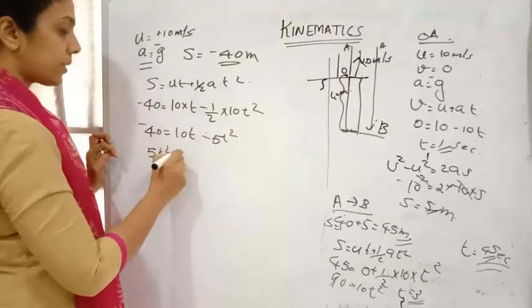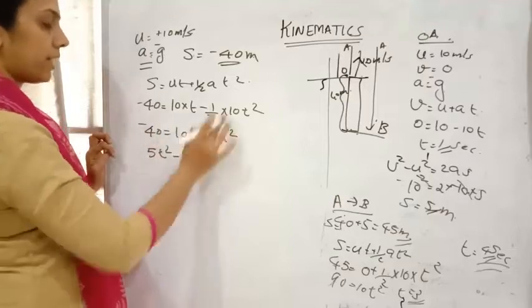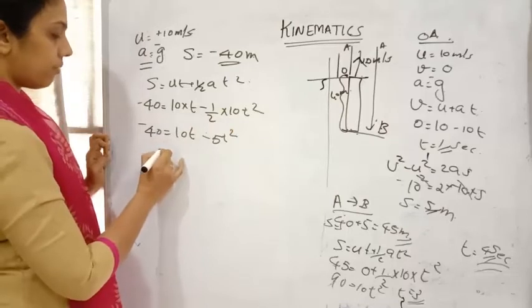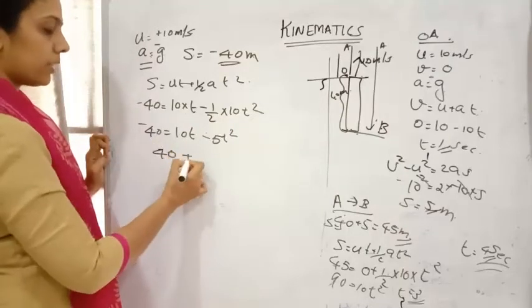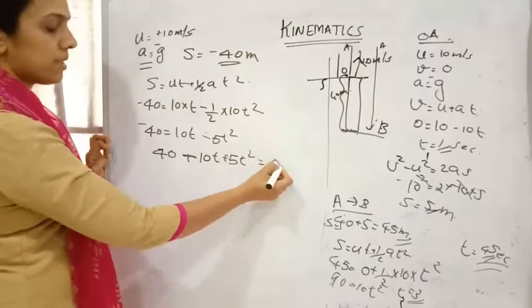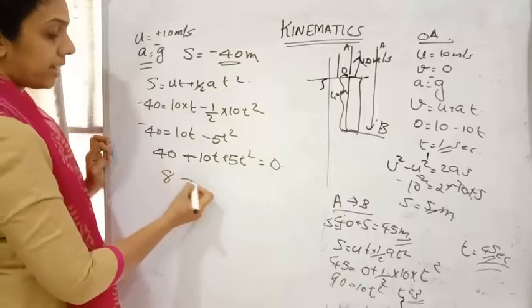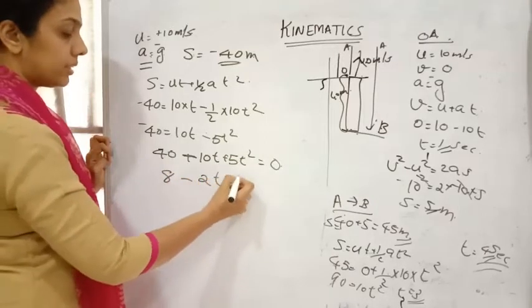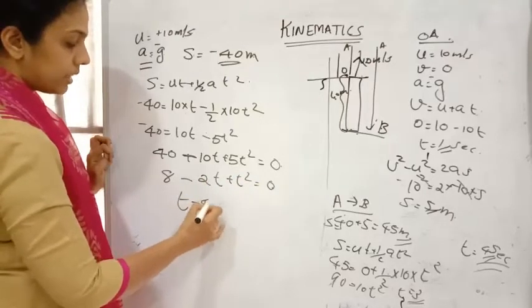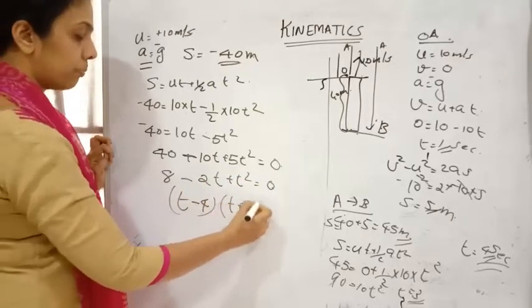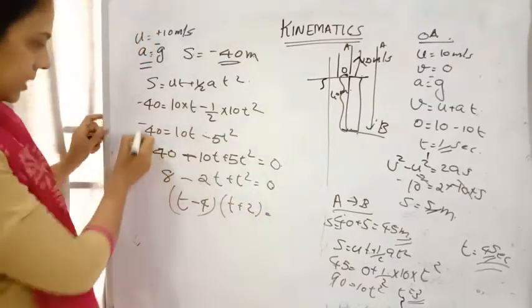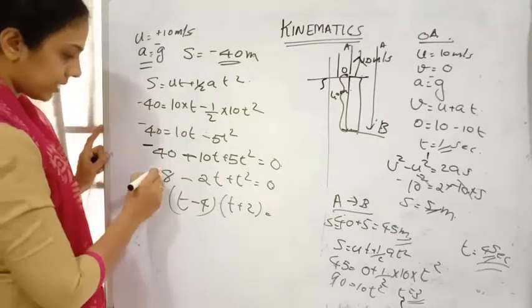Therefore 5t square minus 10t, or I can take this to that side. So minus 40, along with that I am adding minus 10t plus 5t square equals 0. So 8 minus 2t plus t square equals 0. Here we will get minus t minus 4 into t plus 2. That will be equal to, so here we will have minus 40, right? So that minus 40 should exist like that.